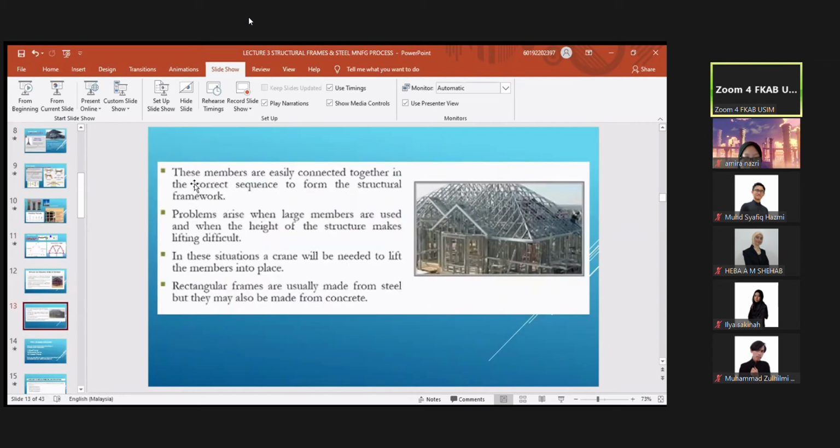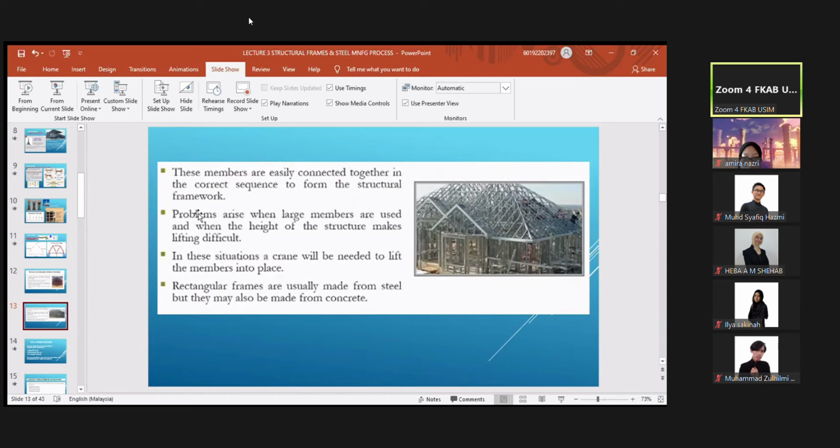These members are usually connected together in the correct sequence to form the structural framework. Of course, the connections, how they are connected together, we will be discussing in future lectures. Okay, this is to make it rigid, strong, and stabilized.